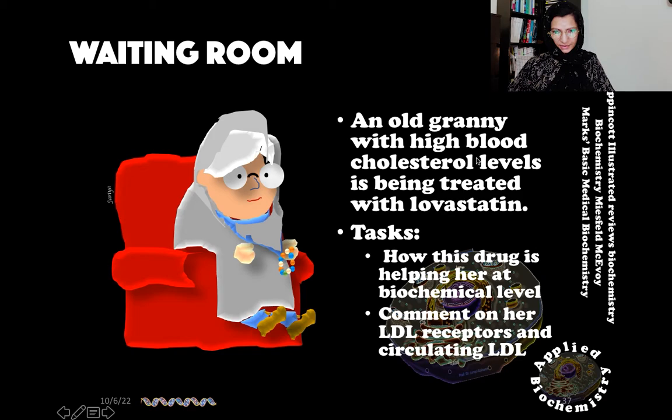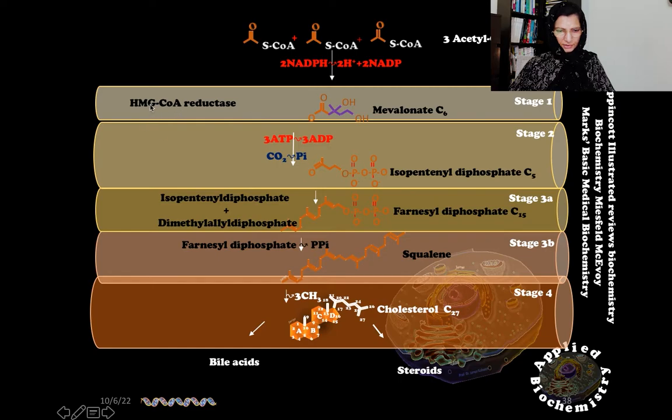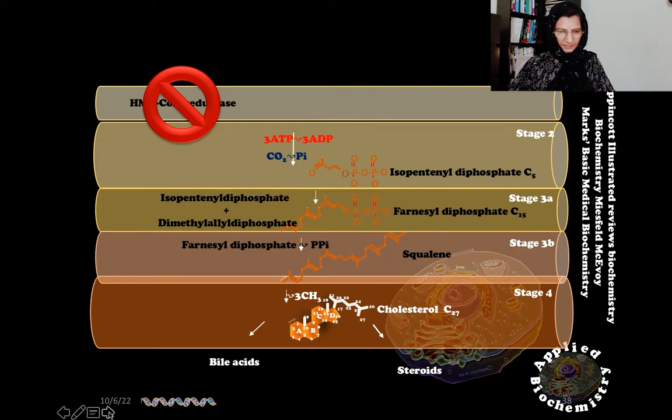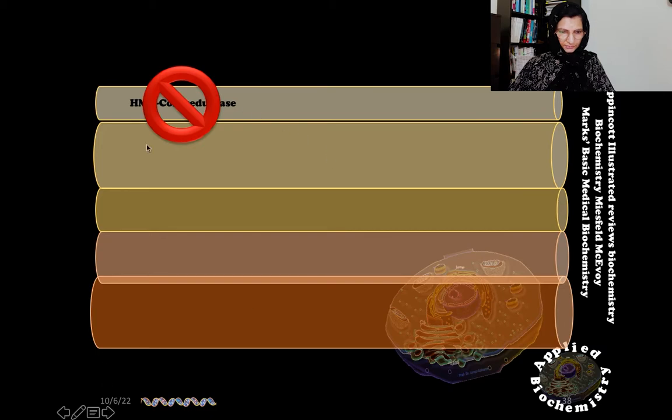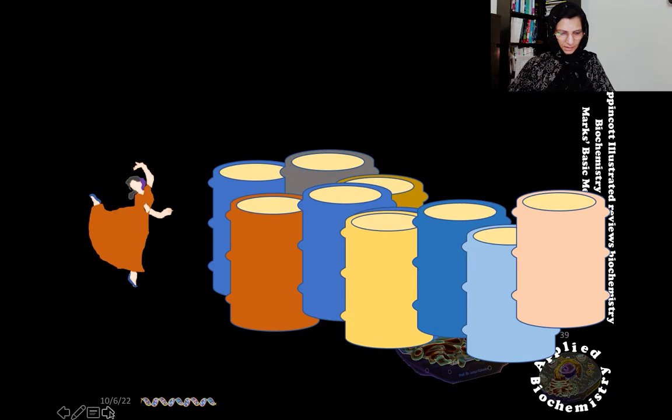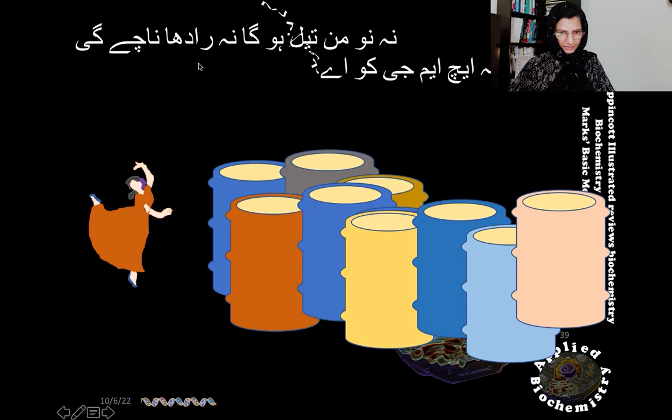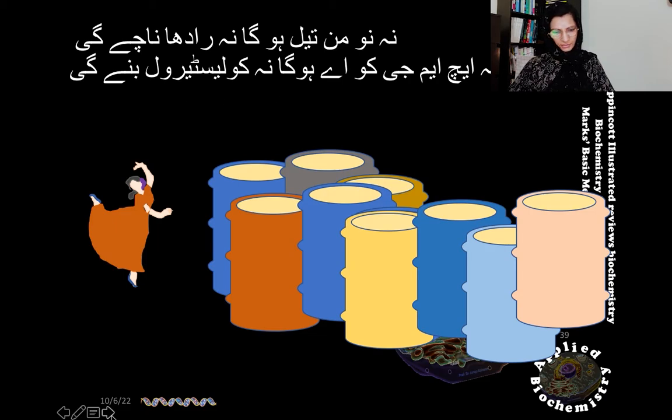So then there is the granny with high cholesterol levels, and how is this drug helping her at the biochemical level? At the biochemical level, it is going to inhibit the HMG CoA reductase. So HMG CoA reductase is inhibited. When this is inhibited, the pathway of cholesterol synthesis will cease to function. As the saying goes, ना नोमन तेल होगा ना राधा नाचेगी, तो ना HMG CoA reductase होगा और ना कोलेस्टेरॉल बनेगी.